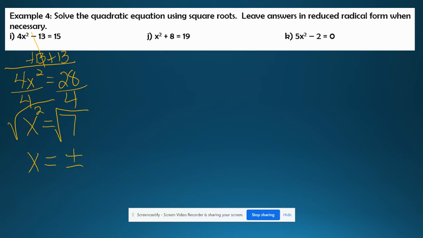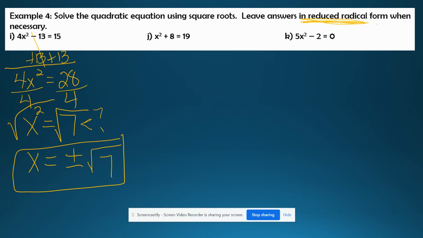So we have the square root of 7. 7 is not a perfect square. If I break 7 down, I get 7 and 1. I don't have anything that I can pull out to reduce that. And so plus or minus the square root of 7 is the answer. Remember, it says here, leave in reduced radical form. We don't want decimals. We want exact answers.